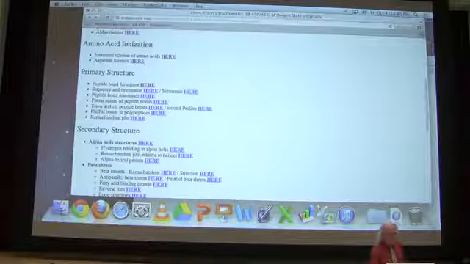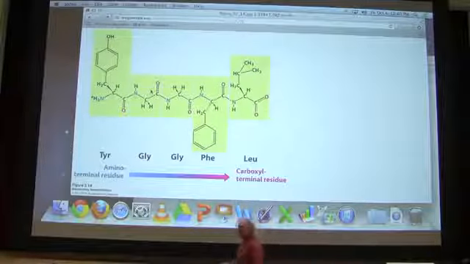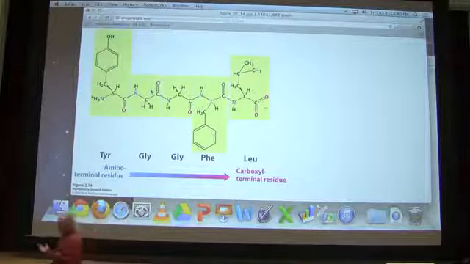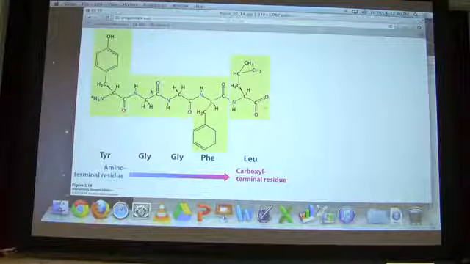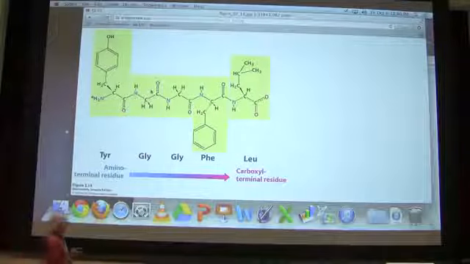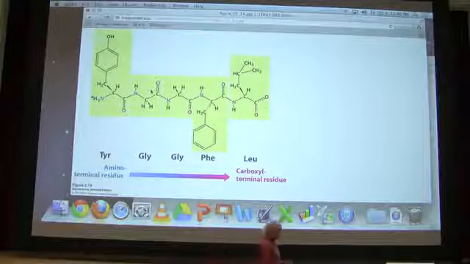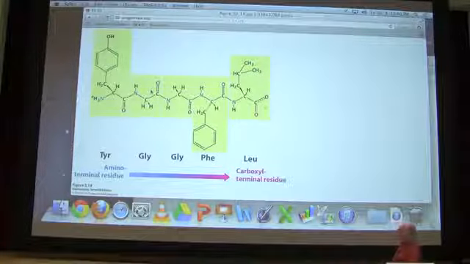This shows a peptide. I won't say a polypeptide, but it's an oligopeptide, meaning that there are several amino acids that have been joined together by peptide bonds. Let's look at what this actually shows us. The first amino acid here is tyrosine.